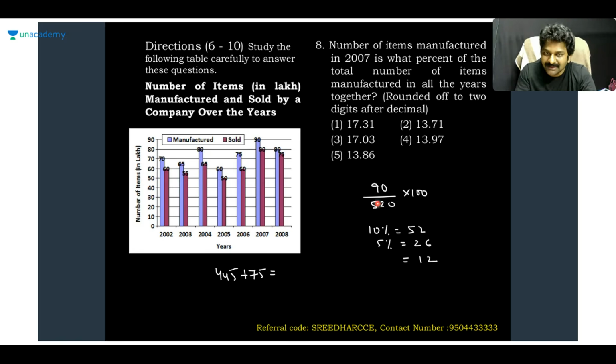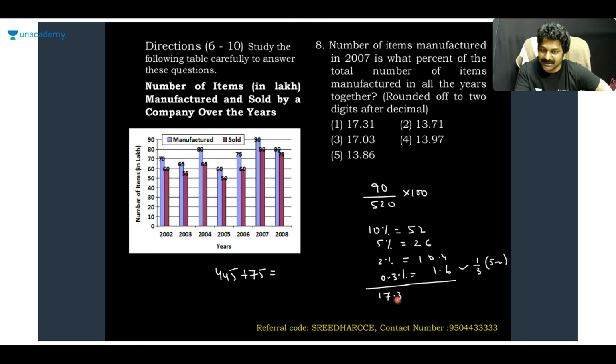Let me calculate 1%, which is 5.2, and 2%, that is 10.4. If we add 10.4, which is equal to 2%, still we have to add 1.6. 10% of the denominator is 52, 1% is 5.2. This value is approximately 1/3 of 5.2. Approximate to 1/3, you can treat it as 0.3%. Total value is 17.3 something. First option answer.